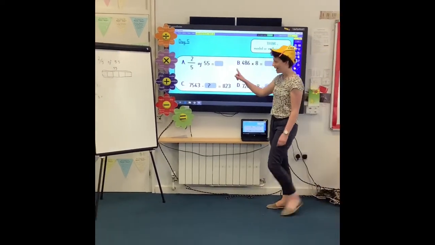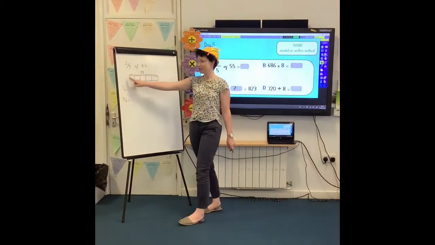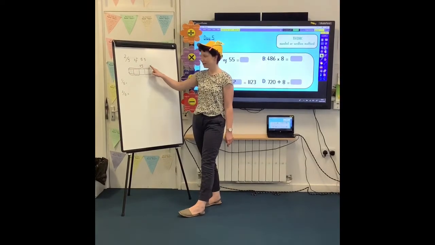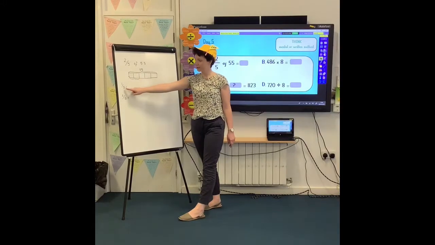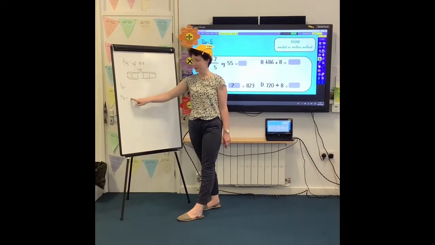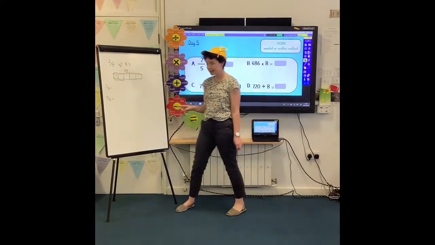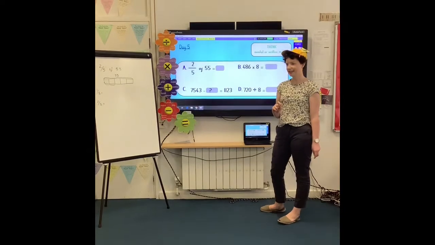Now, for A, we're not going to go through an example today, but I have drawn on the board a representation that might help you. You want to find 2 fifths of 55. So my whole is 55. I'll need to divide it by 5 to find 1 fifth, and then times that by 2 to find 2 fifths. So use this representation to help you if you would like. Pause the video, have a go, and come back and check your answers.